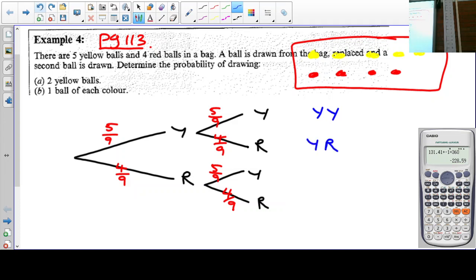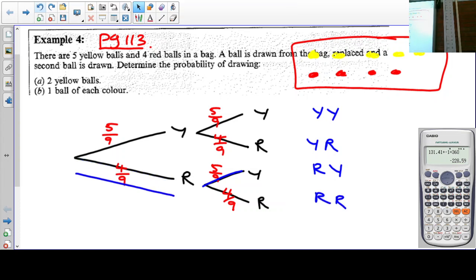What is the other option it could have been? Red and yellow, yes. Or red and red.